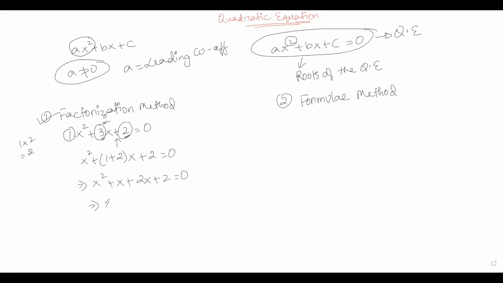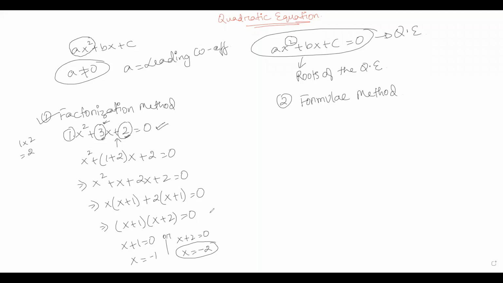So from here, we can take x common. So this would be x times (x plus 1) plus from 2x plus 2, I can take 2 common. So this would be 2 times (x plus 1) again equals to 0. Now again, I can take x plus 1 common. So I'll be left with x plus 2 and this would be equal to 0. So here I have 2 factors, x plus 1 and x plus 2. So either x plus 1 would be equal to 0, from which we'll be getting the value of x to be minus 1, or x plus 2 would be equal to 0, from which we'll be getting x equals to minus 2. So using factorization method, the 2 roots of this equation would be simply minus 1 and minus 2.